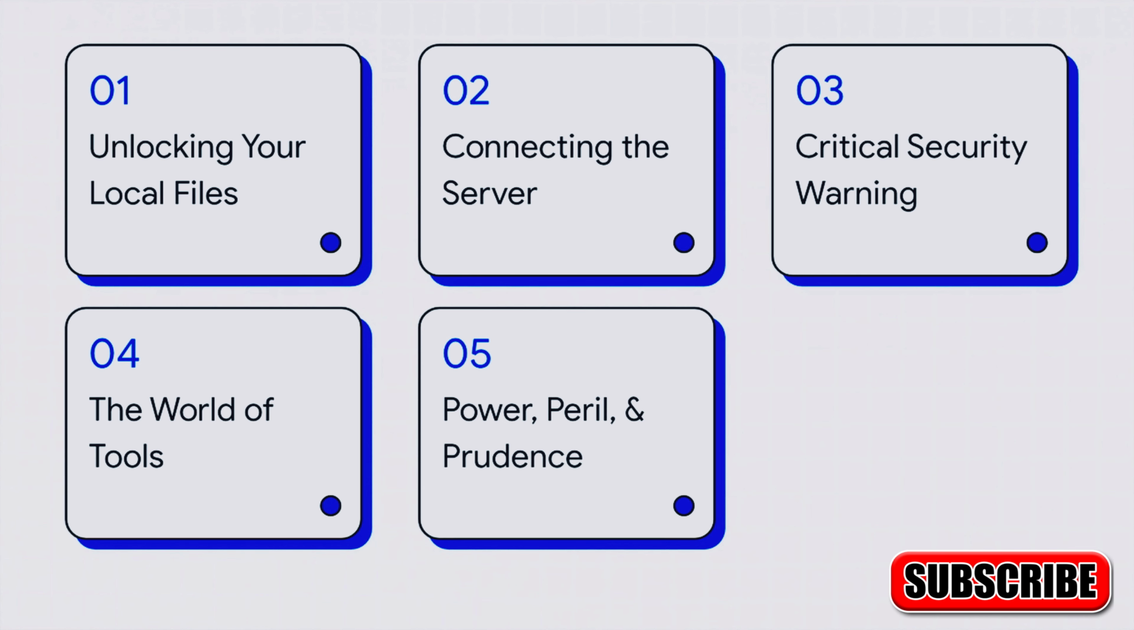So, here's our game plan. We'll kick things off by explaining what these local servers even are. Then, we'll get practical and do a step-by-step guide to connect one yourself. And after that, we're going to hit pause for a critical security warning that you really can't afford to skip. From there, we'll put all this into the bigger picture of AI tools before we wrap it all up, weighing the power against the peril.